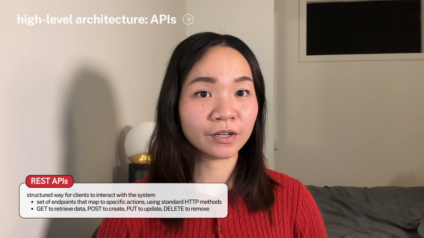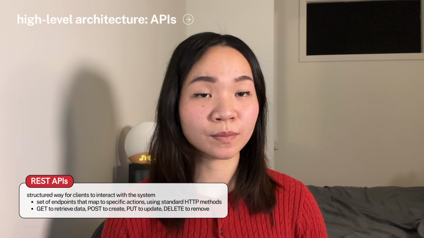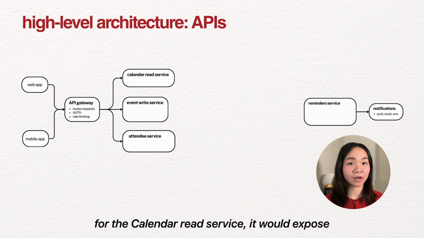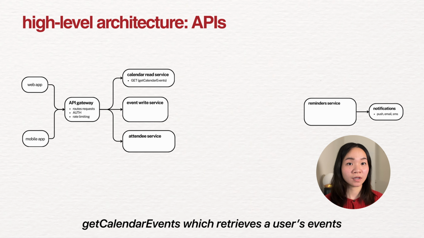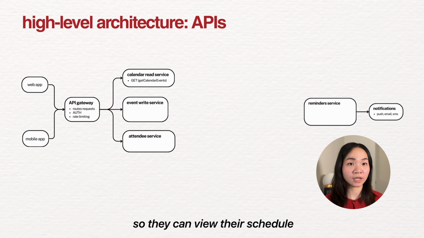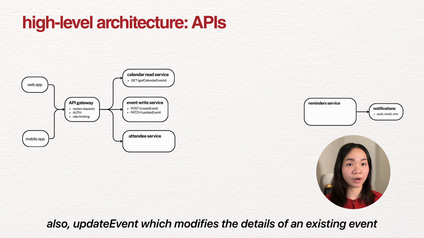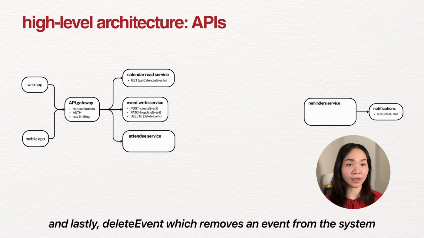For Google Calendar, the backend services would expose the following endpoints. For the calendar read service, it would expose get calendar events, which retrieves a user's events so they can view their schedule. For the event write service, it would expose create event, which creates a new event and stores its details. Also update event, which modifies the details of an existing event. And lastly, delete event, which removes an event from the system.